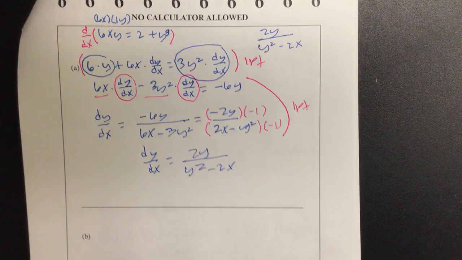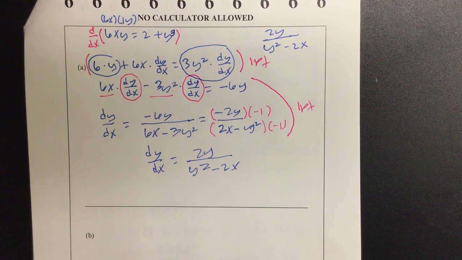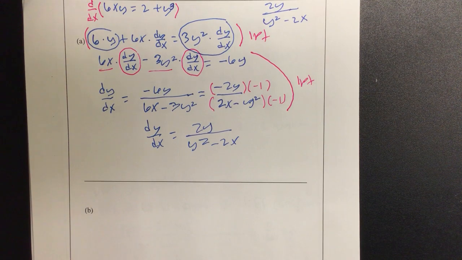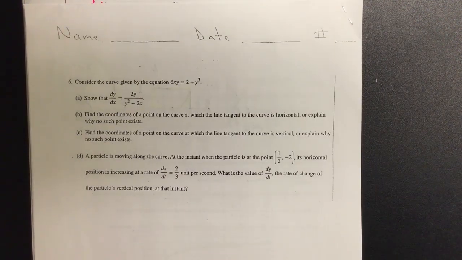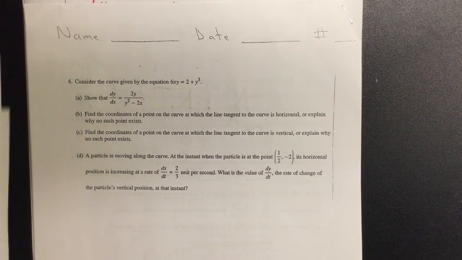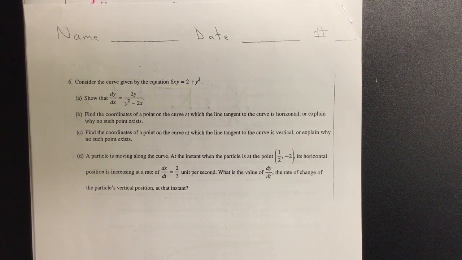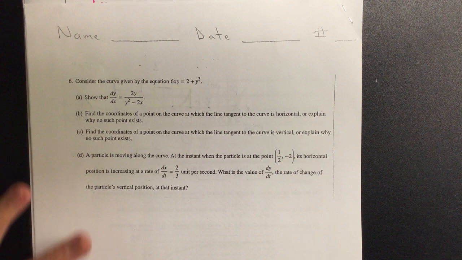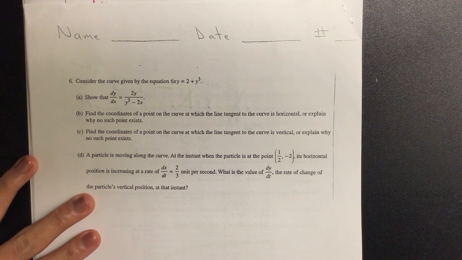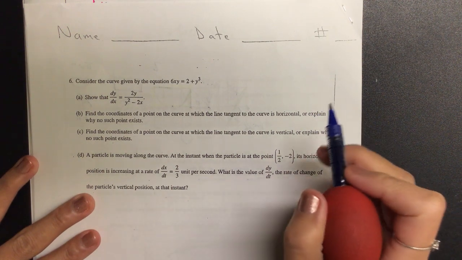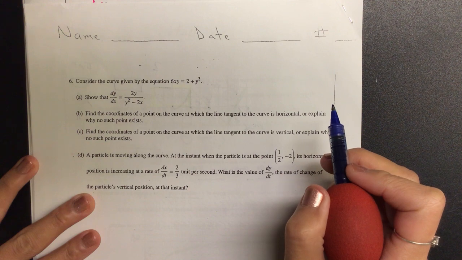Okay, ready for the next one? Part B? Okay, Tim, go ahead and read part B. Find the coordinates of a point on the curve at which the line tangent to the curve is horizontal, or explain why no such point exists.